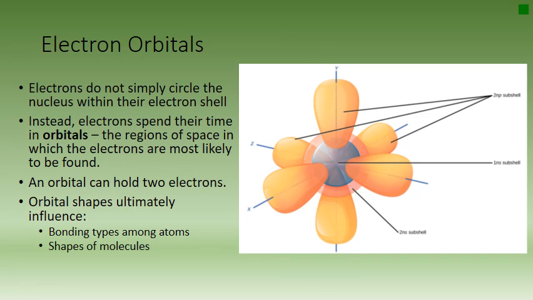But the bottom line is that each orbital can hold a maximum of 2 electrons, and these orbital shapes in 3 dimensions ultimately influence the type of bonding that atoms can undergo, and ultimately the shapes of the molecules that are created when these atoms come together. The formation of compounds and molecules will be covered in the next module.